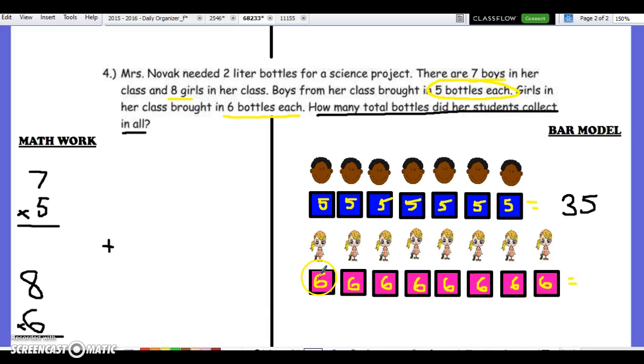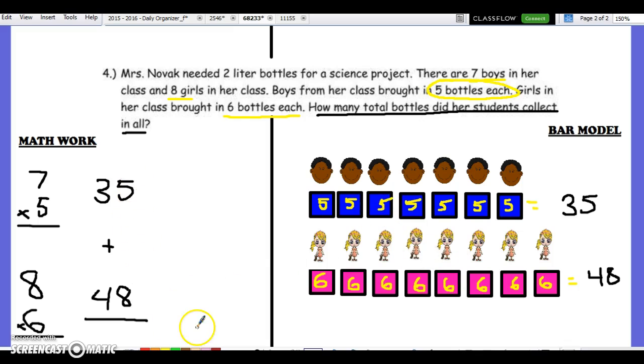Sing it with me. 6, 12, 18, 24, 30, 36, 42, 48. Then I stop. That tells me that there are 48. In other words, I could have multiplied 8 times 6 and got the answer 48. I could have multiplied 7 times 5 and got the answer of 35 and then added. But the point is, sometimes the questions are easier to see with picture representations like bar models.